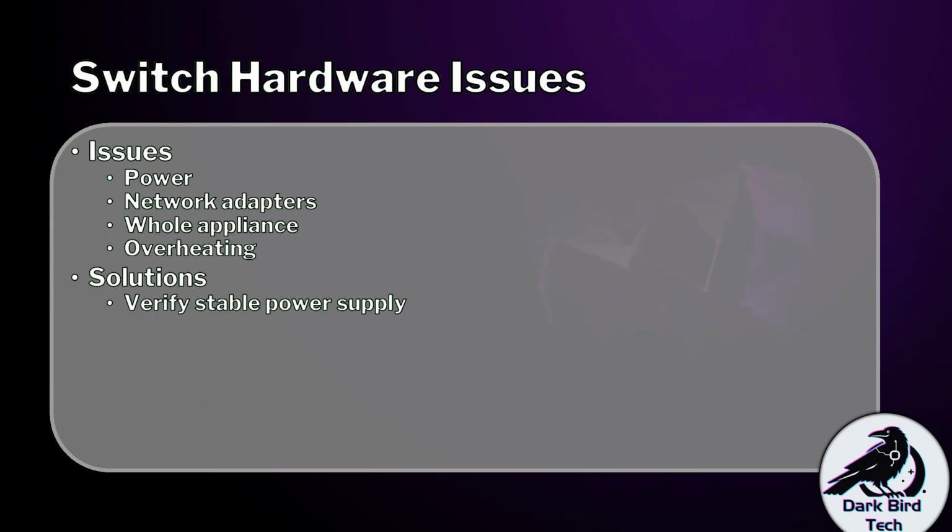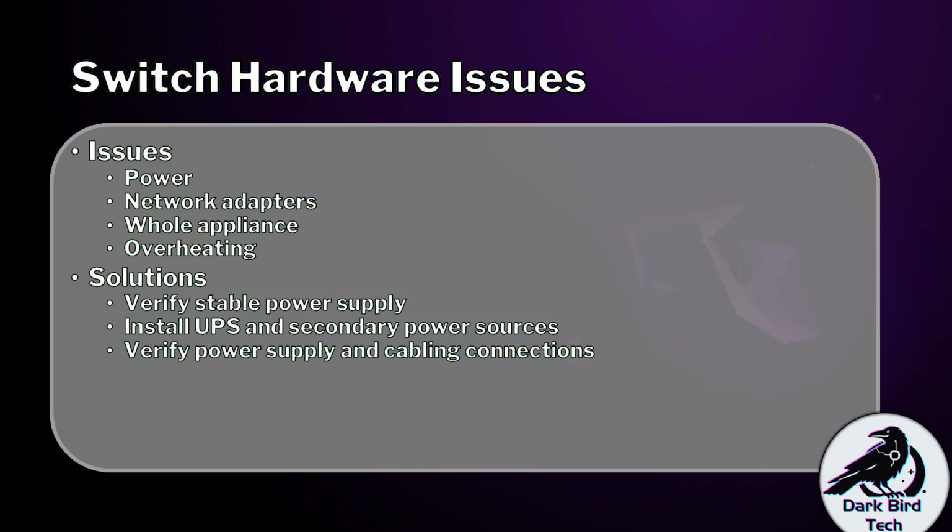You also might want to go and maybe check your fuse box or DB box to check that a fuse hasn't blown or a circuit breaker hasn't fallen. But anything that goes wrong behind the wall socket, please call an electrician. Even if you think you can fix it, call an electrician. Also, you might want to consider installing a UPS or a secondary power source to deal with the possibility of unstable power. And make sure that the power supply and cabling connections are correct, solid, and good.